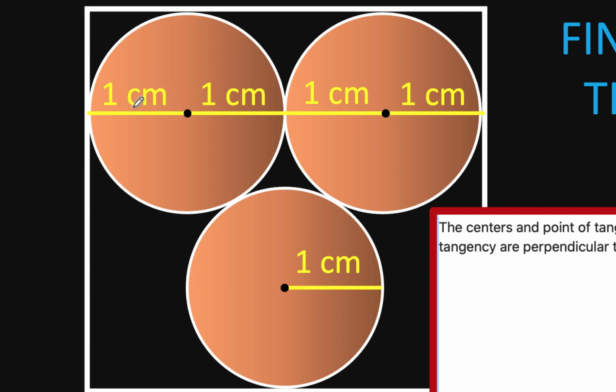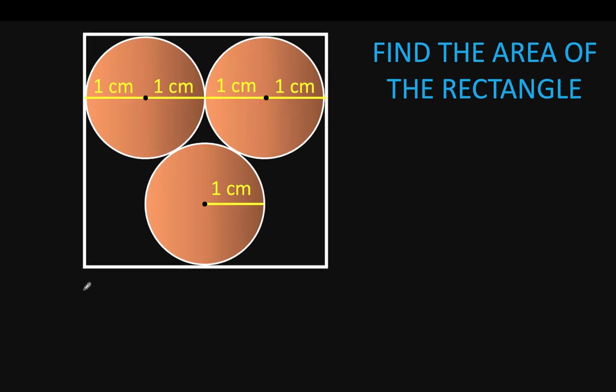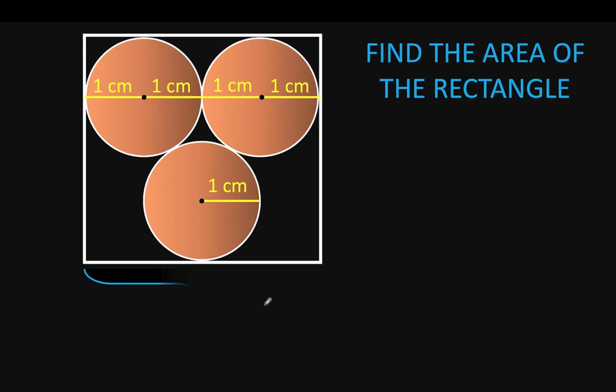So we have here 1 centimeter for this radius and another 1 centimeter for the other radius, forming this diameter, the same with the other circle. So this means that the length of the rectangle is 4 centimeters. And we know that to find the area of a rectangle, we use the formula length times width. We know the length, we want to know what is the width.